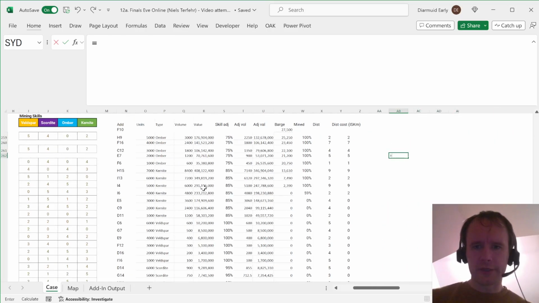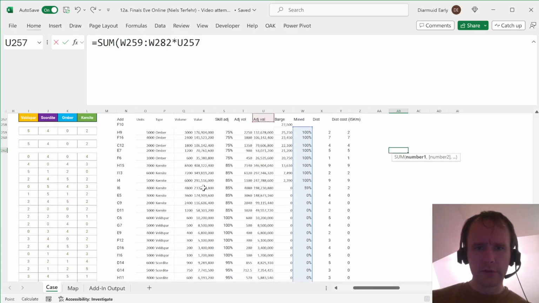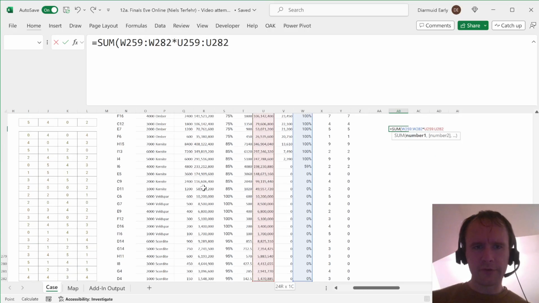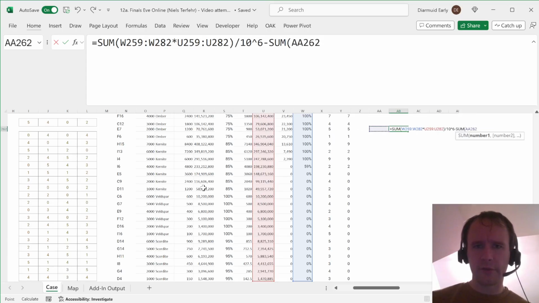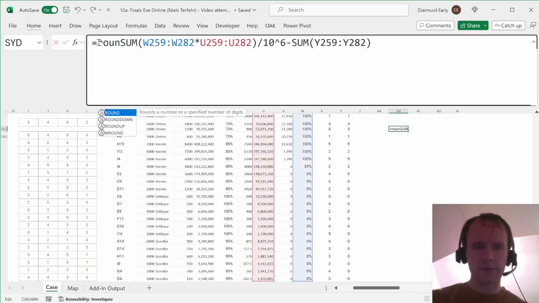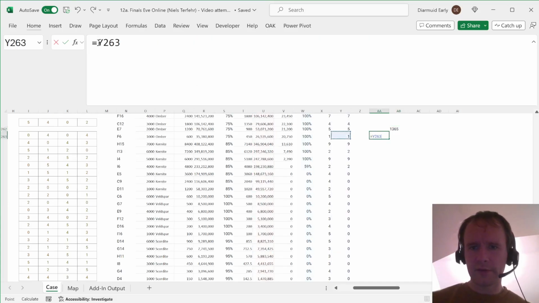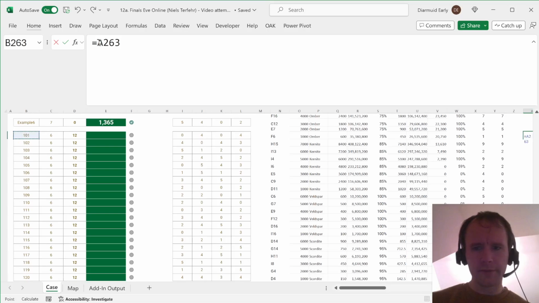So then we're just interested in the sum of percent mined times adjusted value divided by 10 to the 6, minus the sum of the distance costs, which are already in millions, so no 10 to the 6 there. 1365 matches the example, and then we just need to round that to 0 decimal places. And then we need to make a table.